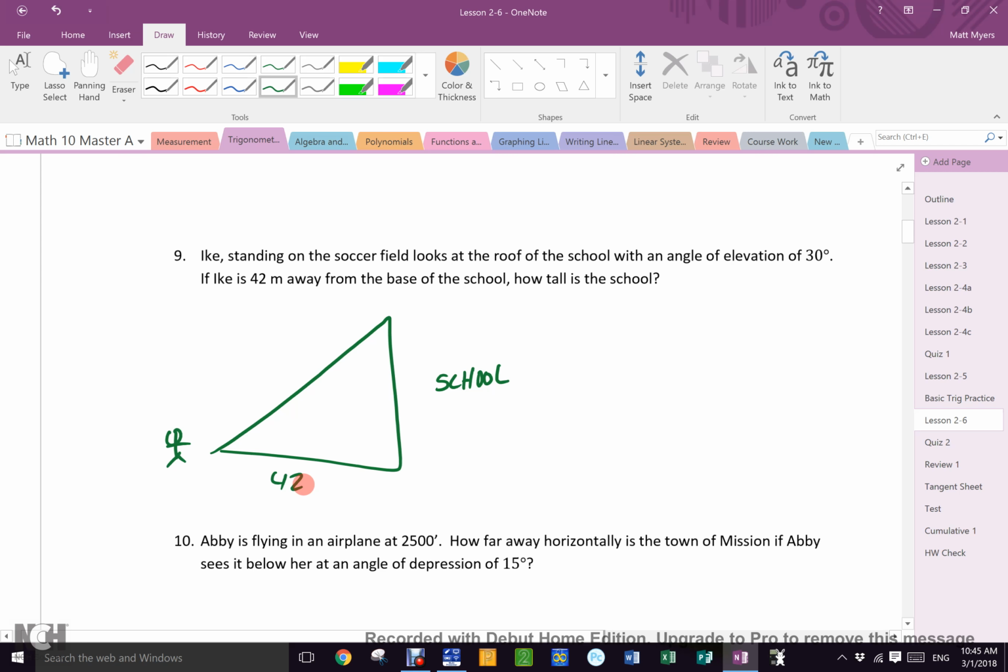What else do I know? The angle of elevation is 30. Where's the angle of elevation? There's only 2 angles it could be. It can't be the 90 between the wall and the ground, so it has to be A or B. Which is it? A. Why? Because he's looking up. He starts looking at the bottom of the school, and then he looks up to the top of the school. So there is my 30.